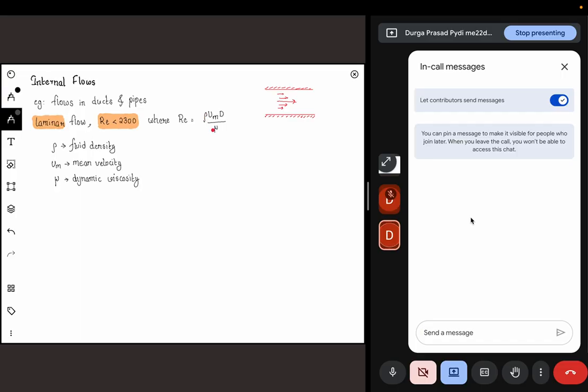These are the fluid density and dynamic viscosity, and D is something called the hydraulic diameter, which we will discuss in a little while. Depending on the type of geometry, the value of D will keep changing. If these are two parallel plates, you have one kind of value. If it is a circular pipe or an annular pipe, you have a different value of D. That is the hydraulic diameter. So the length scale here will depend on the geometry as well as the type of flow you are going to have.